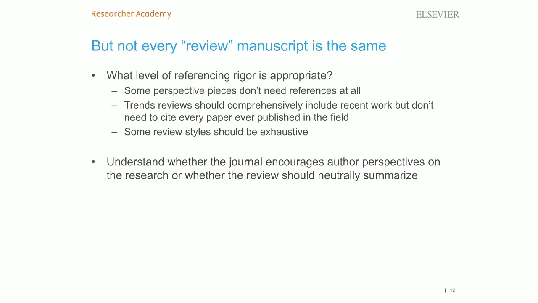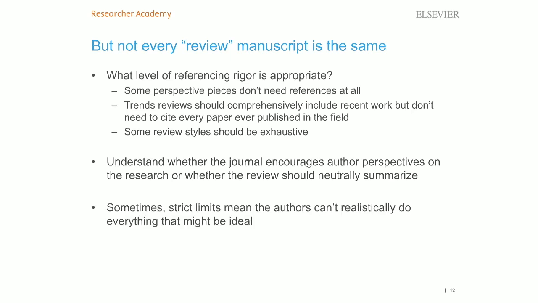Speaking of that, understand whether the journal wants author perspectives. I think many of the best reviews do encourage that, or whether it should just sort of neutrally summarize the data. This style might be more appropriate if you're reviewing something like a book chapter, for instance. So in that case, it might be less appropriate for the authors to talk about what they think and more appropriate just to list what has been done.